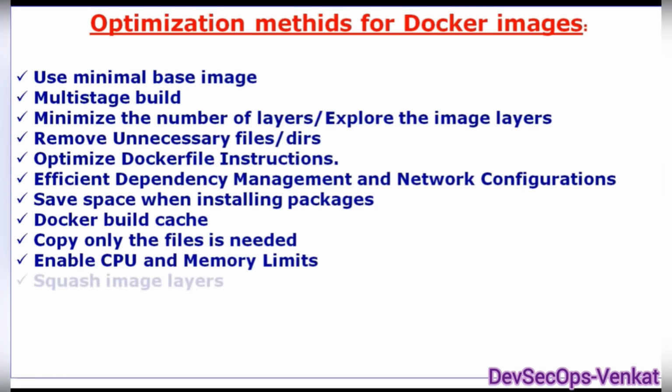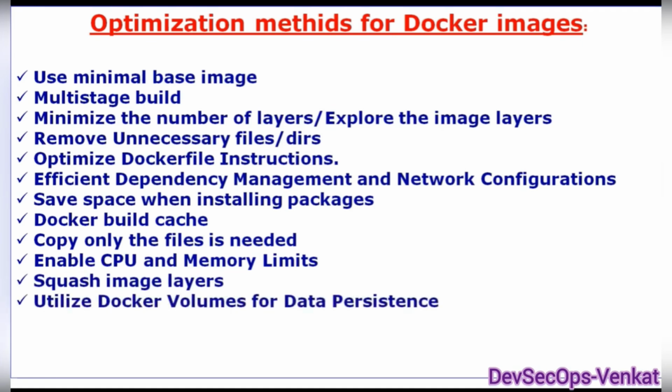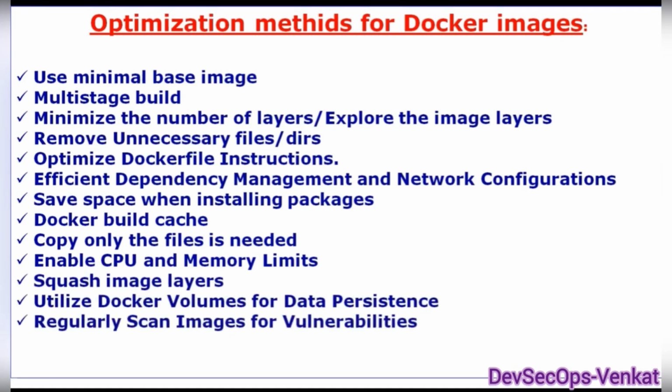Okay. And the next thing is to squash the image layers and utilize Docker volumes for data persistence. And finally, we can do regular image scans for vulnerabilities. So these are the ways or methods available in Docker image optimization.